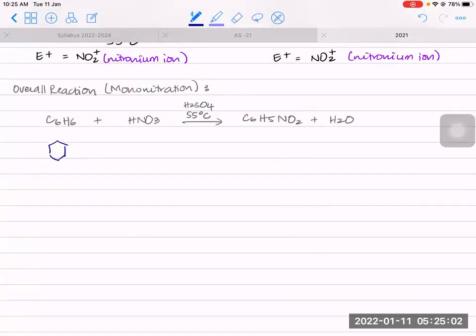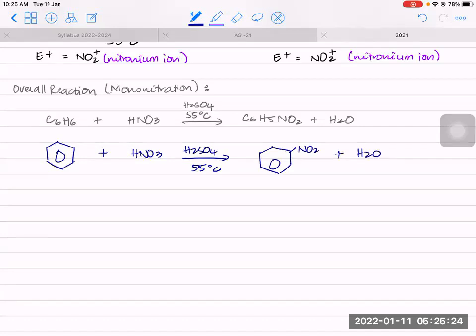So you have benzene right here, reacting with HNO3 in the presence of H2SO4 catalyst at 55 degrees Celsius, giving you nitrobenzene as the product and H2O. So this right here is nitrobenzene, right? And this is mononitration. You just have one nitro group attached to benzene.